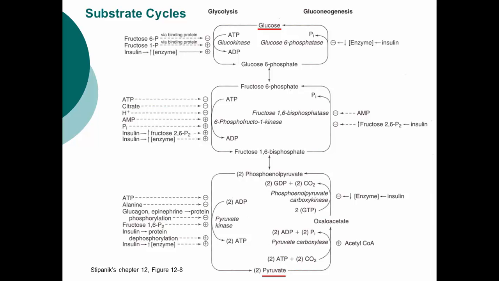And similar for the second pair of reactions, the key enzymes: insulin stimulates phosphofructokinase 1, but inhibits fructose 1,6-bisphosphatase in gluconeogenesis. Same thing for the third pair of reactions.